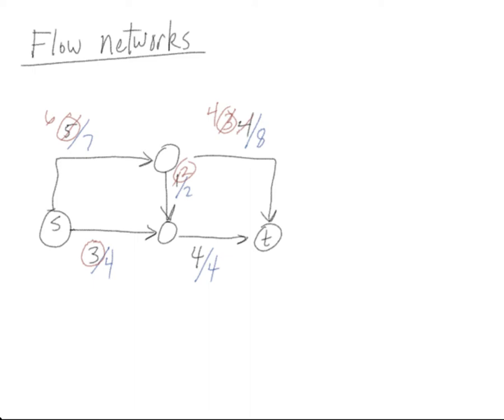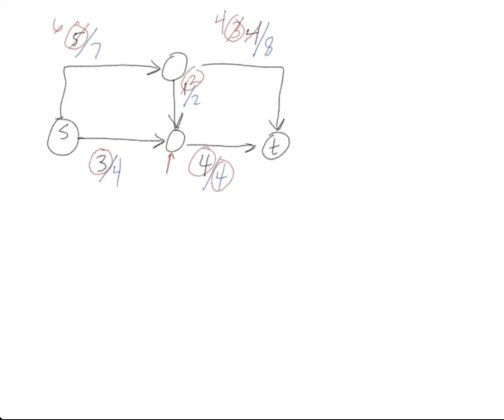Now, can I increase this flow here? Can I increase the amount of water going through that pipe? No, because I can't increase the outflow from that vertex. I can't increase this because it would then exceed the capacity. Okay, so this is a flow network. Let's formalize some of these ideas. S is the source. T is the sink. The graph is directed. So these are properties of a flow network.